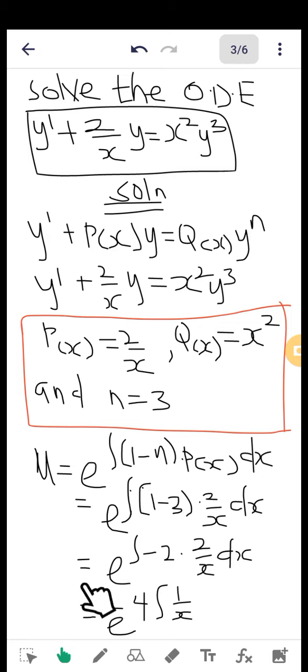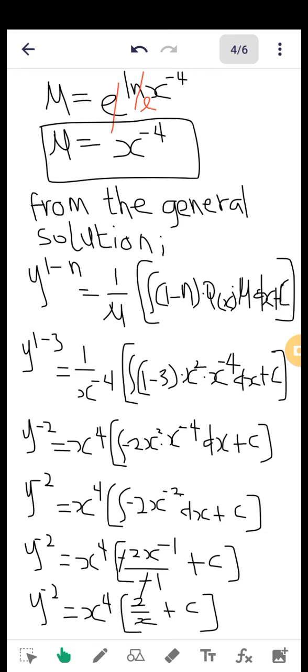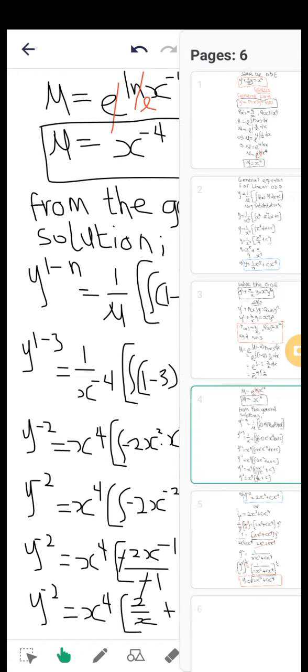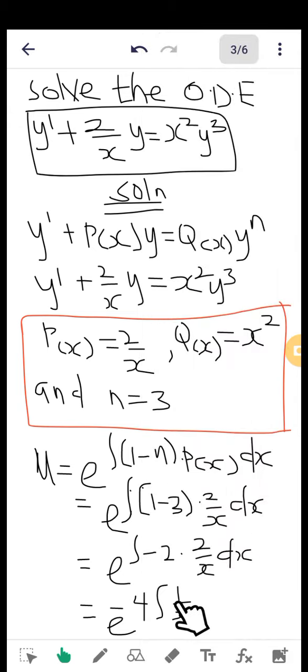So you are going to get e exponent minus 2 times 2, which is minus 4, over x. But minus 4 is a constant, so minus 4 can come out from the integral sign. Then we integrate with respect to 1 over x. When you find the integration of 1 over x, you are going to get ln x. So you are going to get minus 4 times ln x.